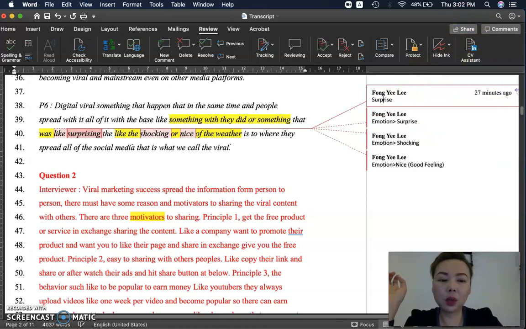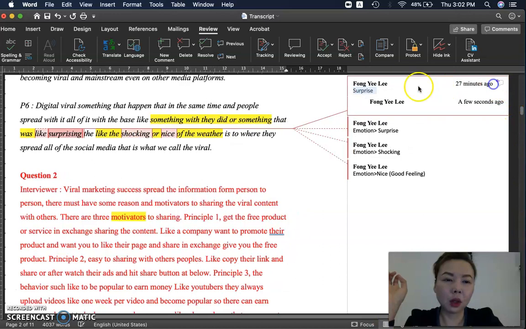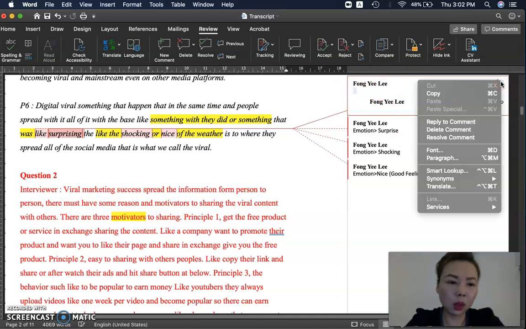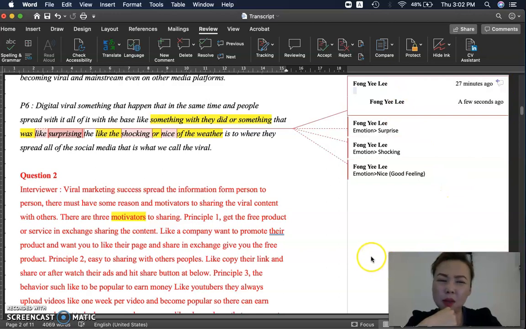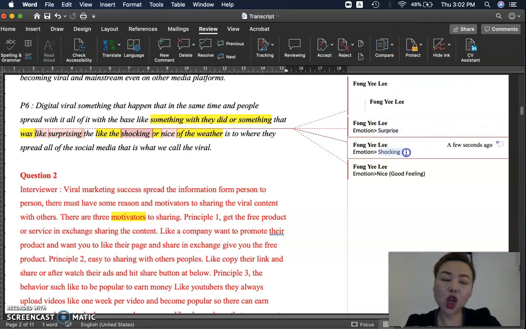Here I have two surprise. Probably I will just remove one. Alright, I cannot remove at the moment. What I would do, I would just leave it there first. Okay, so here we have a few codes. First code is surprise. Second code is shocking. Third code is nice.